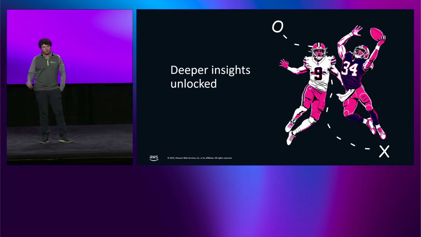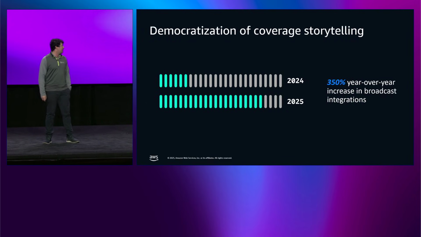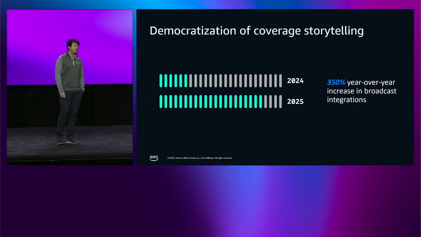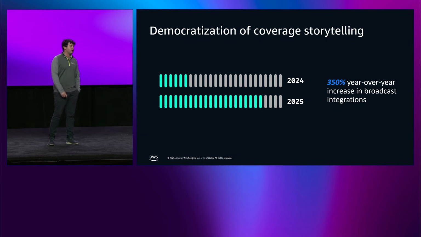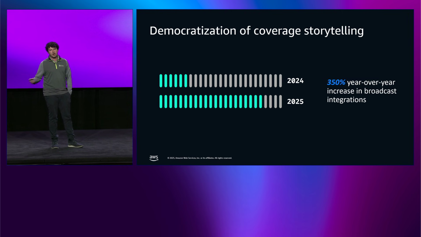As I've shown you before in those couple of graphics, we're really just scratching the surface in terms of how defenders can perform their jobs well and perform their assignments as they're asked. And the proof is in the pudding here. So we've seen a 350% increase in year-over-year broadcast integrations when it comes to individual coverage performance.